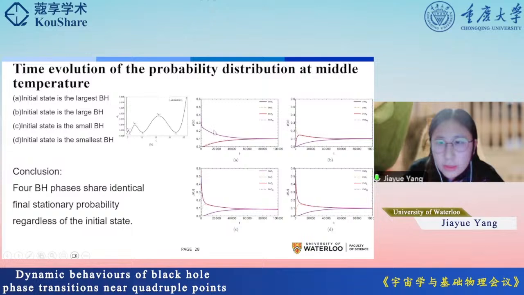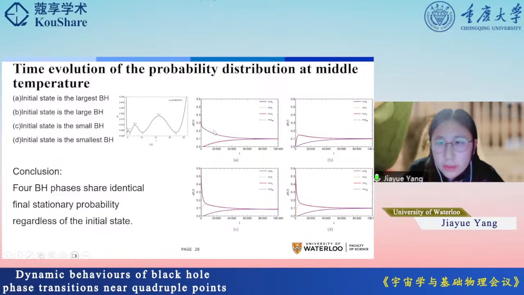And then let's talk about the first passage events. First, let's talk about the definition of the first passage time. The first passage time for a given initial state is defined as the time required to first reach the top of the nearby free energy barrier to the unstable phases. So in this diagram, for example, the first passage time given the initial large black hole.